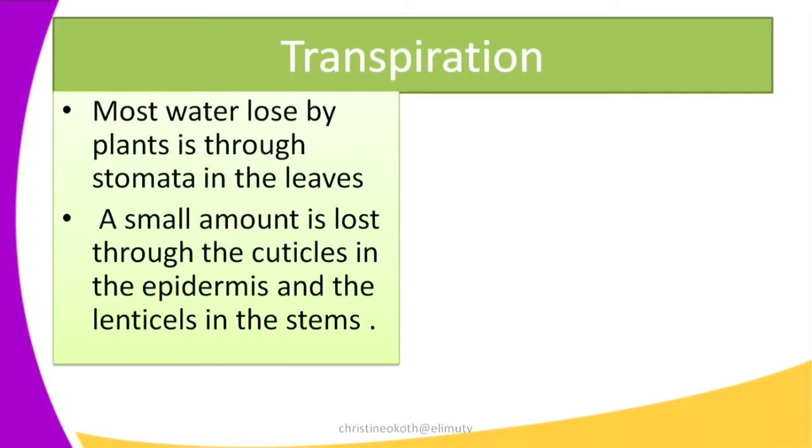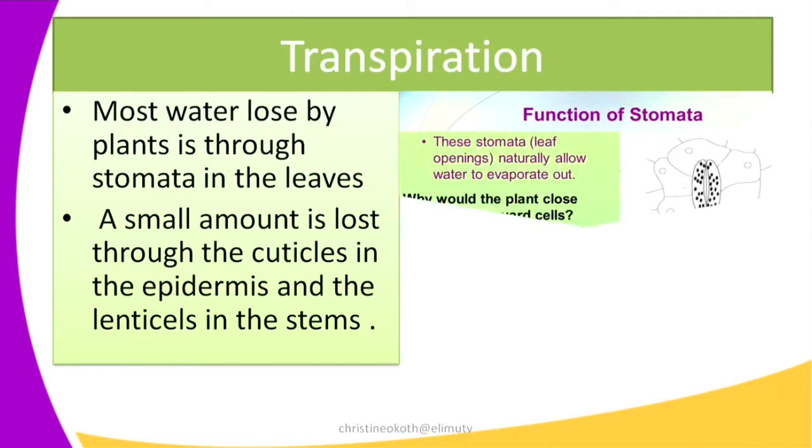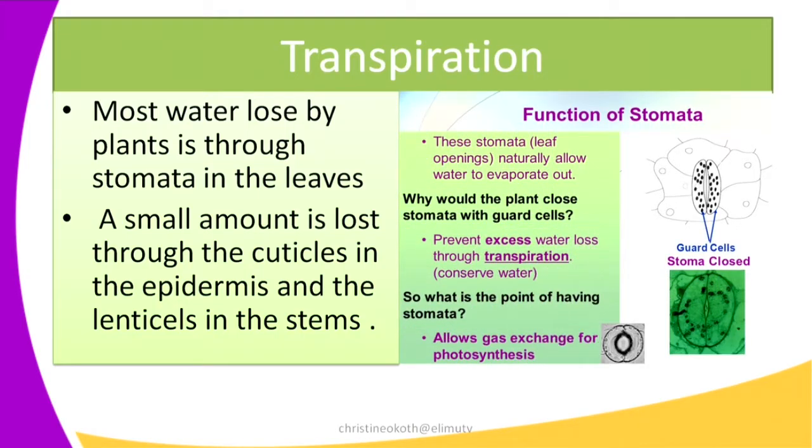Most water lost by plants is through the stomata in the leaves. A small amount is lost through the cuticles in the epidermis and the lenticels in the stems. So the main thing that helps in the process is what we call the stomata. So our illustration helps us to figure out what the stomata is and what it looks like. So what is a stomata?